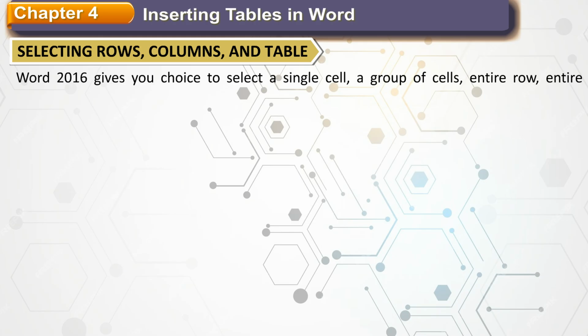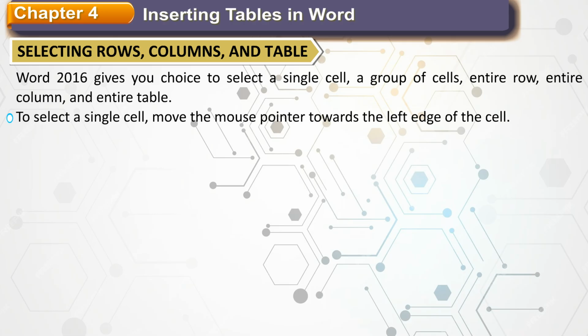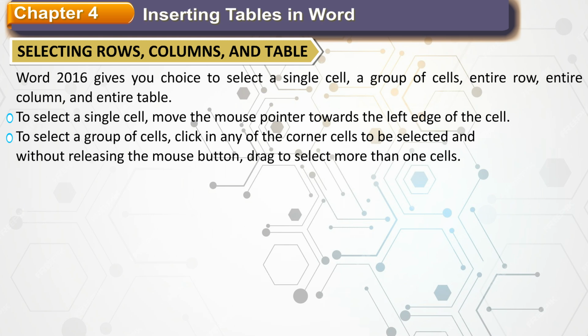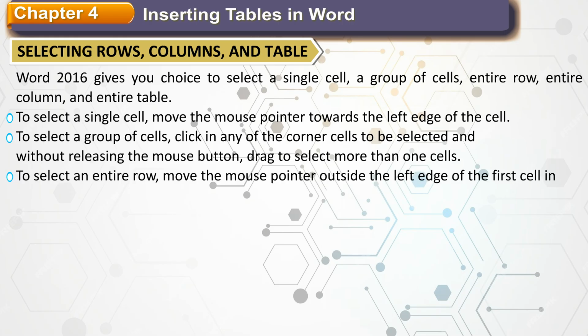Selecting rows, columns, and table. Word 2016 gives you choice to select a single cell, a group of cells, entire row, entire column, an entire table. To select a single cell, move the mouse pointer towards the left edge of the cell. To select a group of cells, click in any of the corner cells to be selected and without releasing the mouse button, drag to select more than one cells. To select an entire row, move the mouse pointer outside the left edge of the first cell in the row.